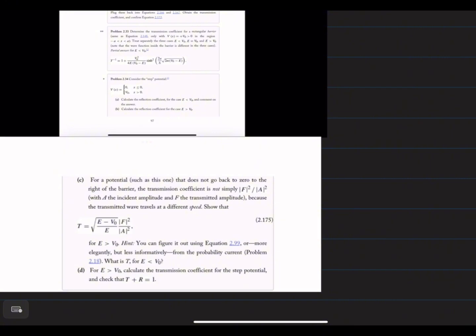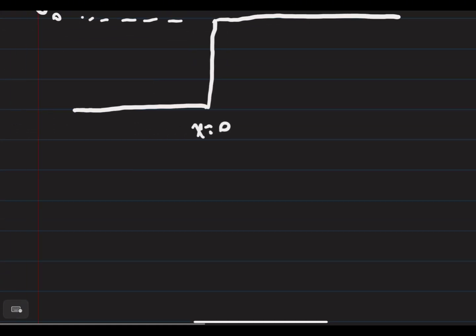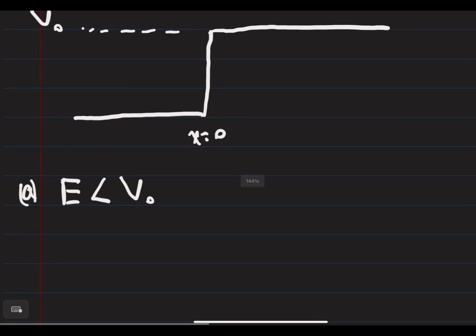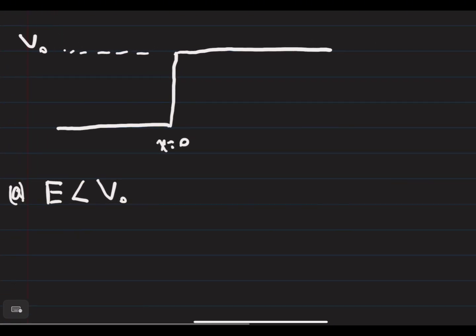Okay, so let's start with A. It wants us to calculate the reflection coefficient for the case E is less than V naught. Comment on the answer. So E, the energy, is less than this potential step. So let's start with x less than or equal to 0.